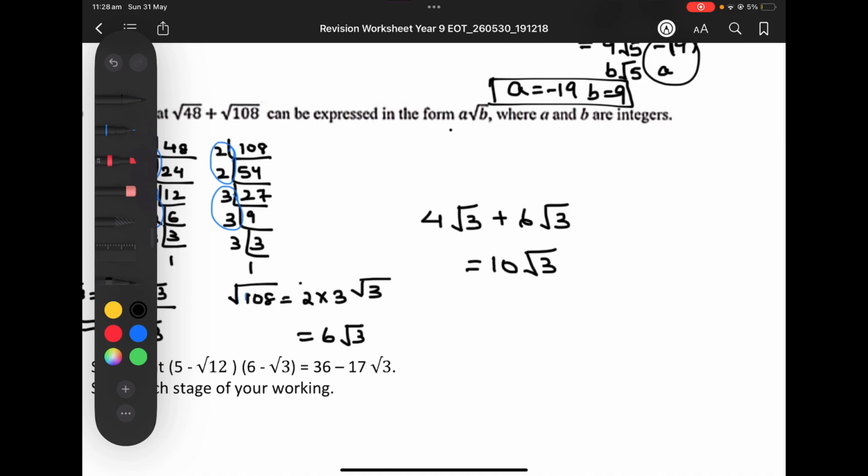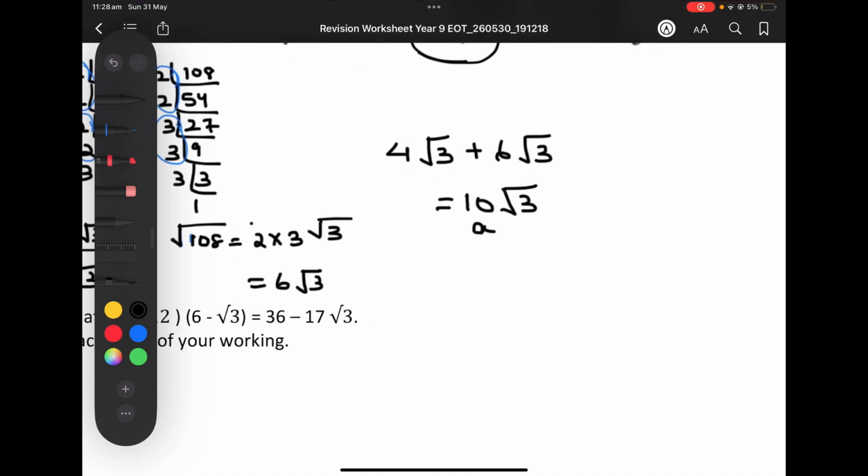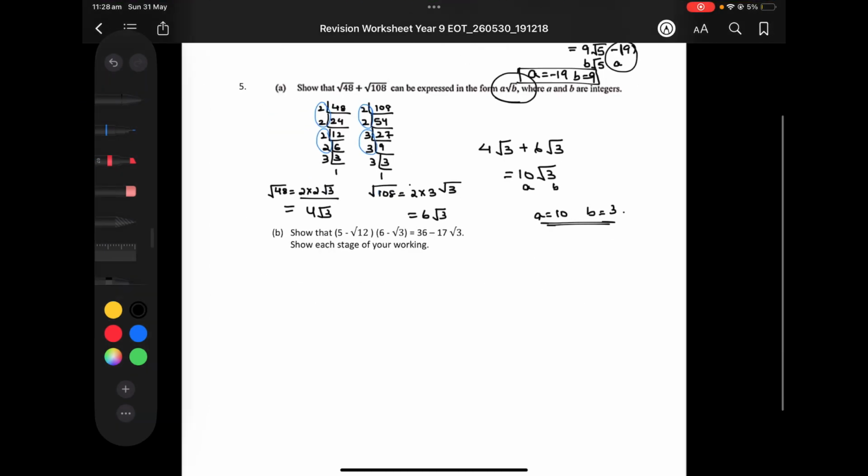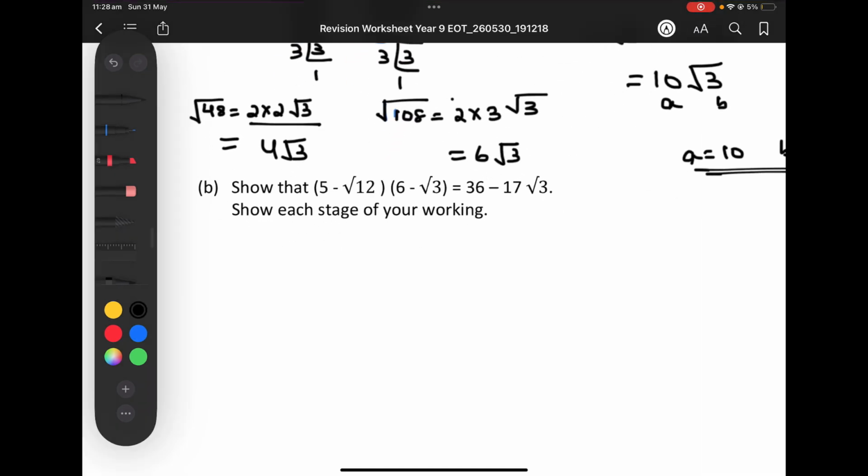So they asked, it is in the form of a root b. So this is my a, this is my b. So a is equal to 10 and b is equal to 3 is what you will write here. Okay, now these are quite simple questions if you know the trick of how you can solve them. Now moving ahead to the next question, it goes as: show that 5 minus root 12 and 6 minus root 3 is equal to so and so forth. Show each stage of your working.